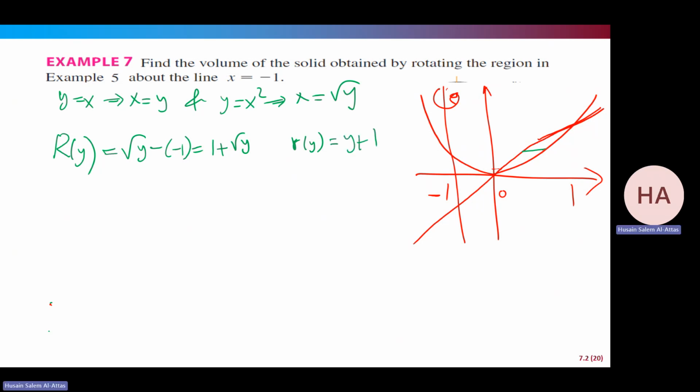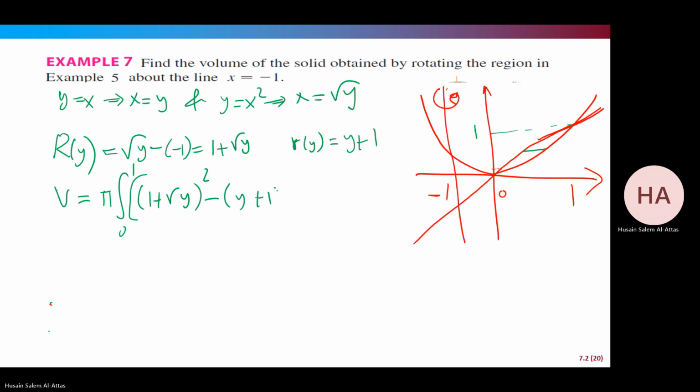Okay, so what will be the volume? It will be from where to where? Y values between 0, the same thing. This is 1. I'm talking about the y values from 0 to 1. It's the same in this example, but it's always good to check. So from 0 to 1, capital R of y squared minus small r squared dy.